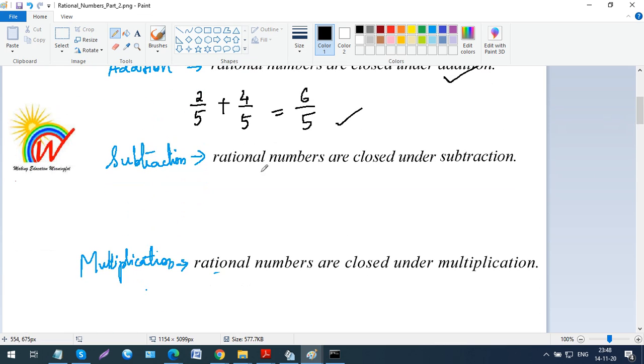Now let's look at the next one. Let's take the two numbers again. 2 by 5 minus 4 by 5 is going to give you minus 2 by 5. So minus 2 by 5 is also a rational number. So it's closed under subtraction also.